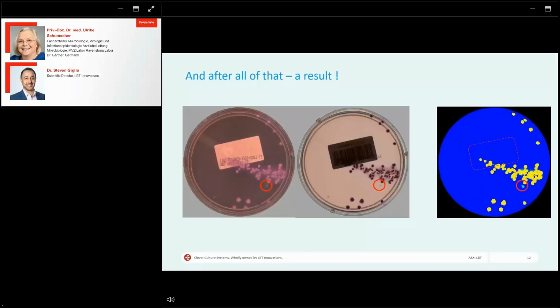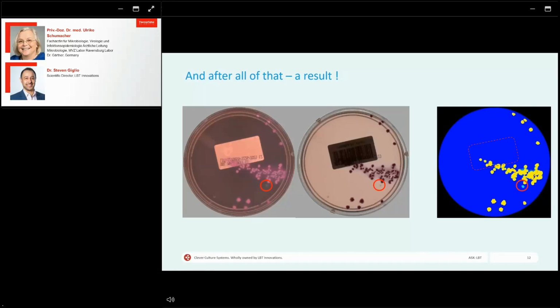So after all of that, just looking at a McConkey plate, the top lit image is on the left, and the middle image is the bottom lit image. It's actually lighting from below the plate, and this is useful for hemolysis, but it also adds another level of definition and features that the AI systems can use.